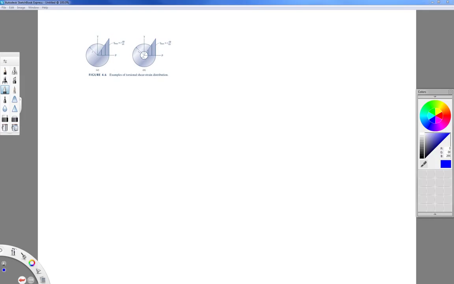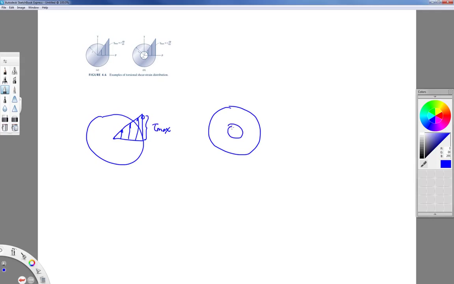And so if you have a circular bar, you would sketch this picture showing a linear variation of shearing stress with that distance. If you have the hollow bar, your picture would look like this.